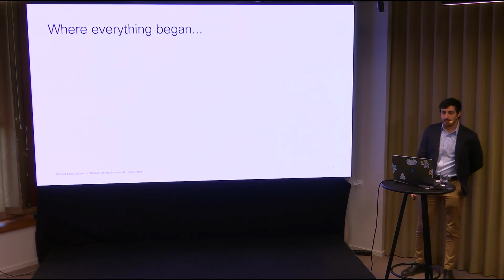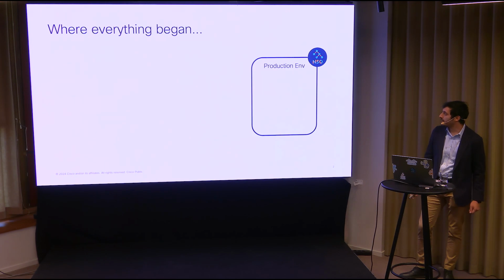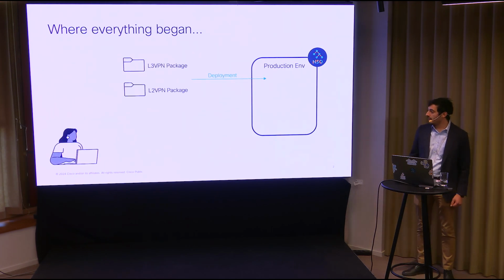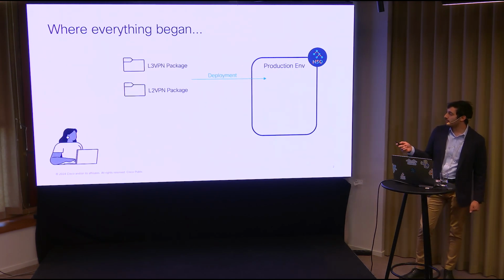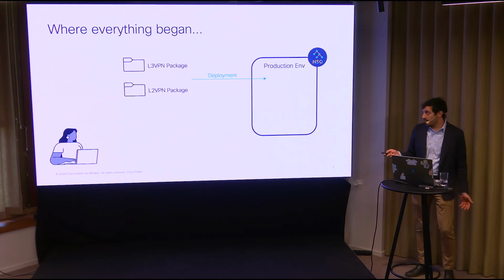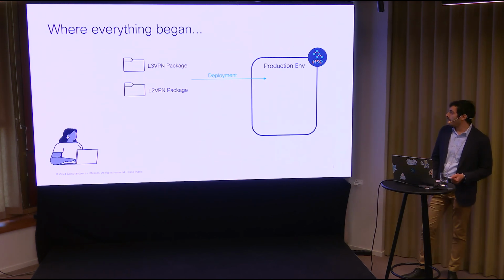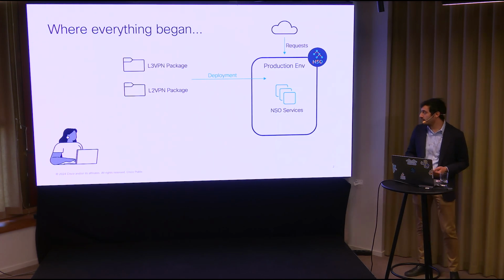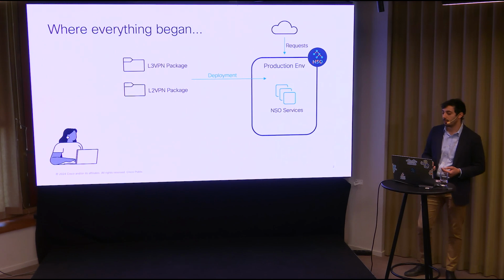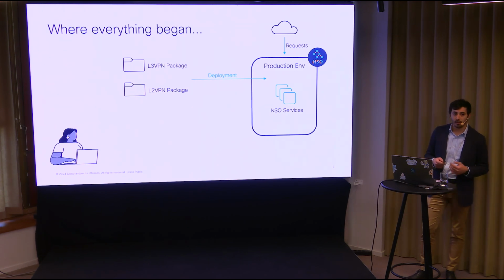So, first of all, let's start where everything began. That is, of course, our NSO production environment and two packages that Emma developed for configuring L2 VPN and L3 VPN services. The scenario is very simple. The two packages get deployed in the production environment, and NSO starts receiving a northbound service request, and it fulfills this request. So far, so good. The development team is happy, the DevOps team is happy, and so is our customer.